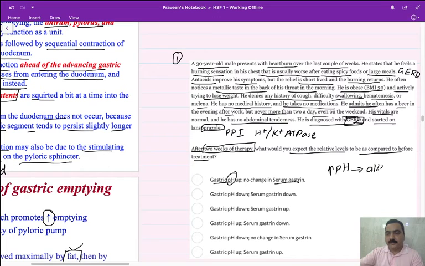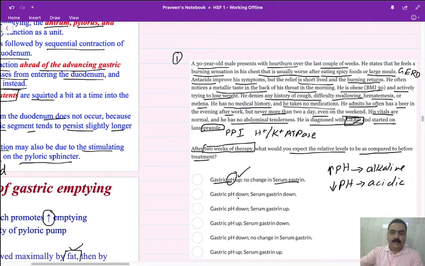Alkaline. Okay, alkaline. A decrease in pH means what? Acidic. So a decrease in pH is acidic. In this condition, we are treating with the PPI and the gastric pH will go up. So this part is good, it is up.